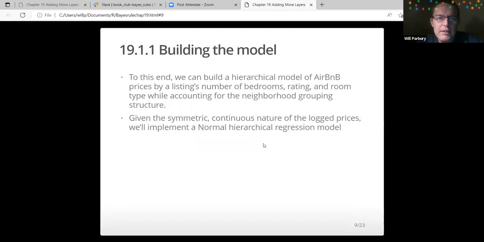Okay, so to this end, we can build a hierarchical model of Airbnb prices by listing the number of bedrooms, the rating, and the room type while accounting for the neighborhood grouping structure. Given this symmetric continuous nature of the log prices, which aren't so skewed, we'll implement a normal hierarchical regression model.